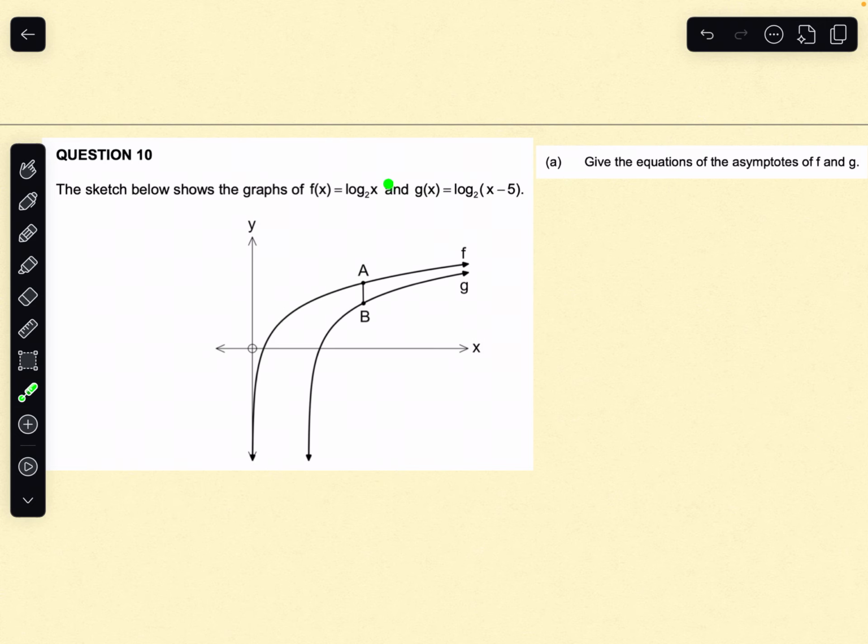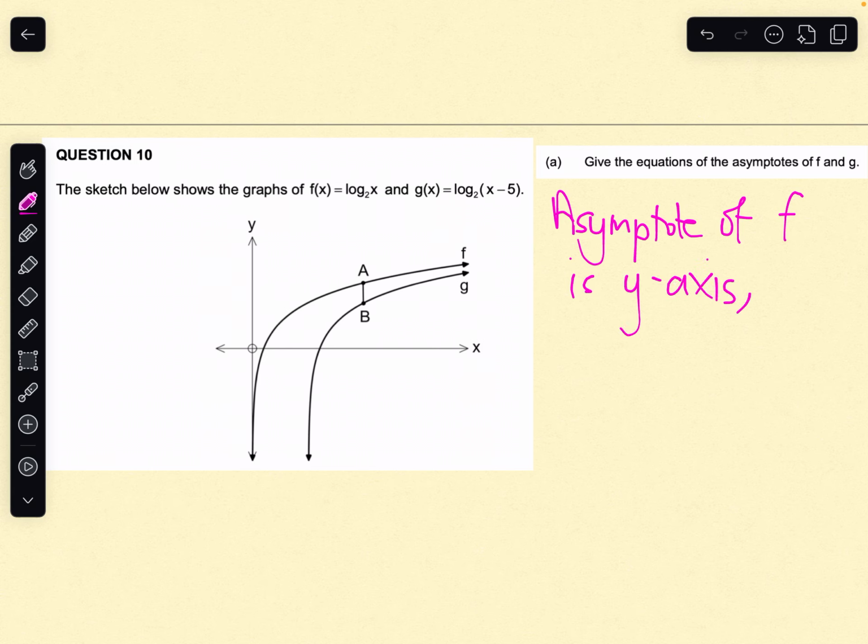So we know that a normal log graph, its asymptote is the y-axis, the same way that its exponential counterpart, the asymptote would be the x-axis if the graph hasn't moved up or down, even if it has moved left or right. So yeah, this one, the asymptote will be the y-axis. So the asymptote of f is the y-axis, in other words x equal to 0.